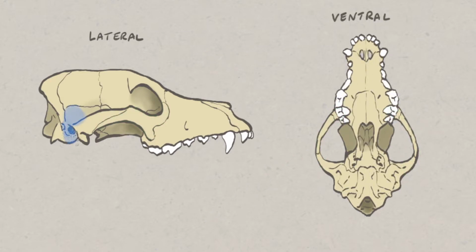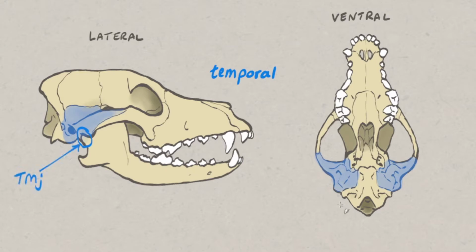The temporal bone is located on the caudolateral aspect of the skull and, as well as contributing to the zygomatic arch, also forms the articular surface of the temporomandibular joint. The temporal bone also houses the structures responsible for the sense of hearing.